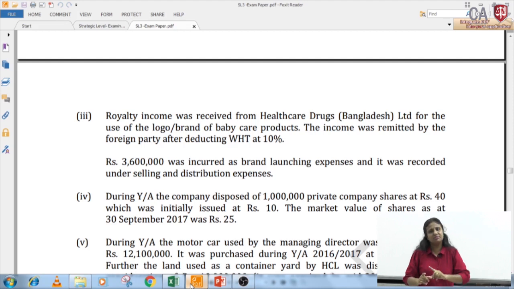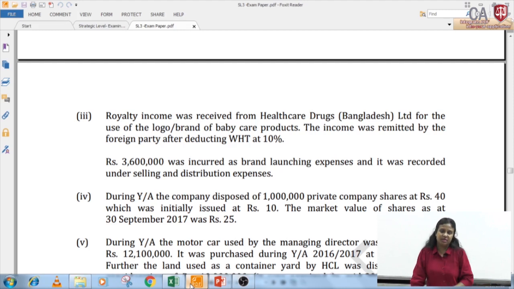The same adjustment we had in the previous paper also, not on royalty, but on the other payment. Okay, then it's on the brand. Brand is an intangible asset. On the intangible asset, as the investment receipt, you have received the royalty income. Then rupees 3.6 million was incurred as brand launching expenses, and it was recorded under selling and distribution expenses.